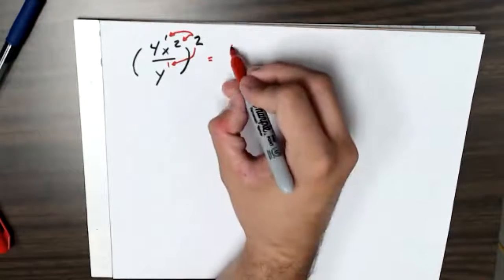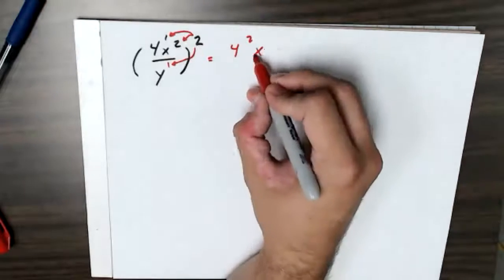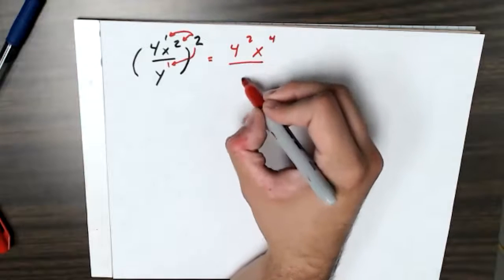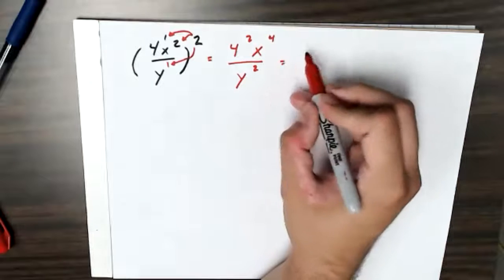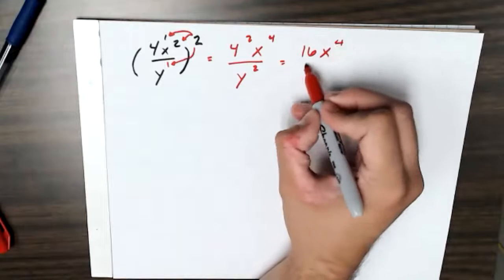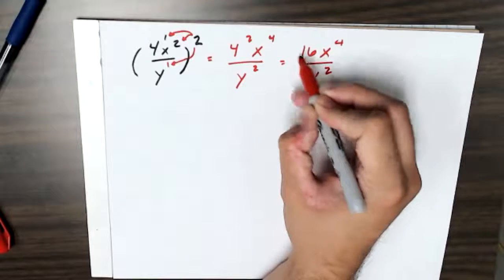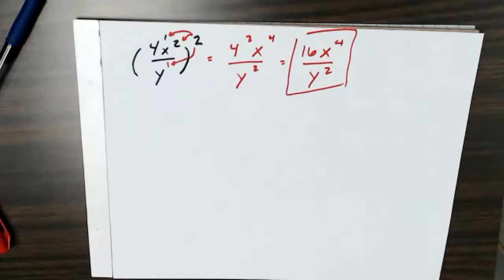So you wind up with 4 squared, we'll multiply that out, that's 16, x to the 4th over y squared. I know 4 squared is just 16, so I'm going to write out the 16. So 16 x to the 4th over y squared.